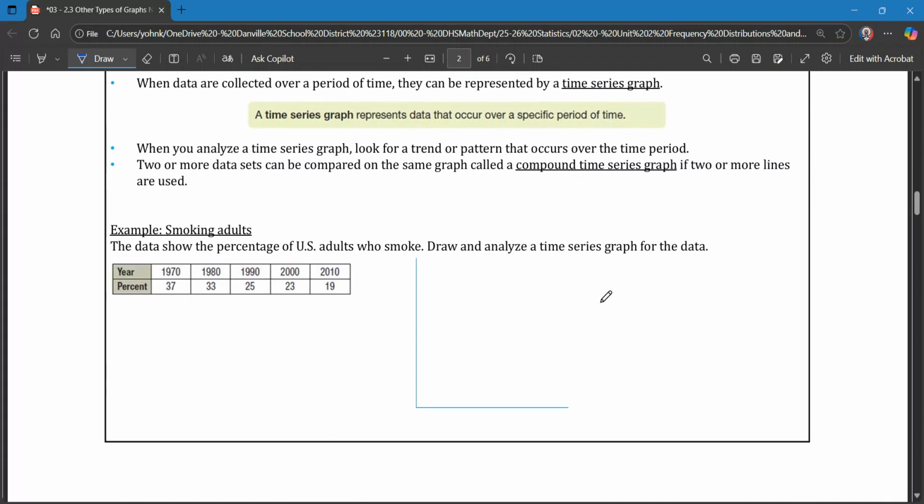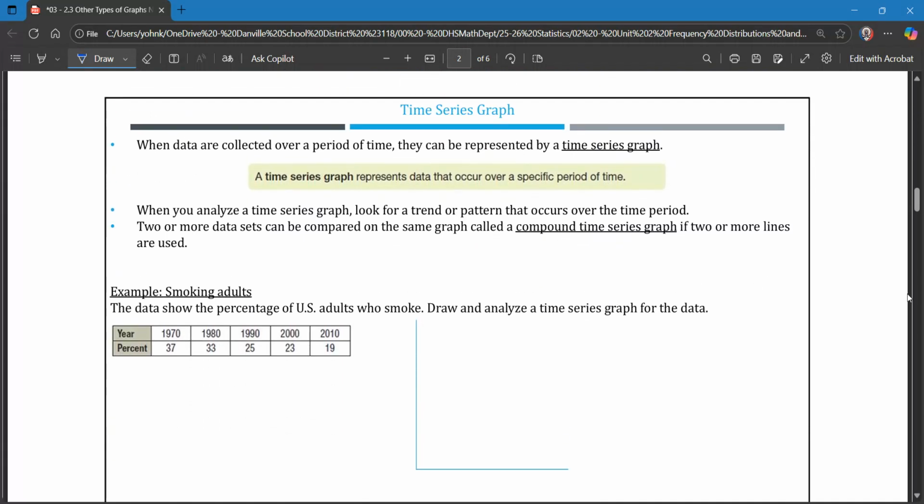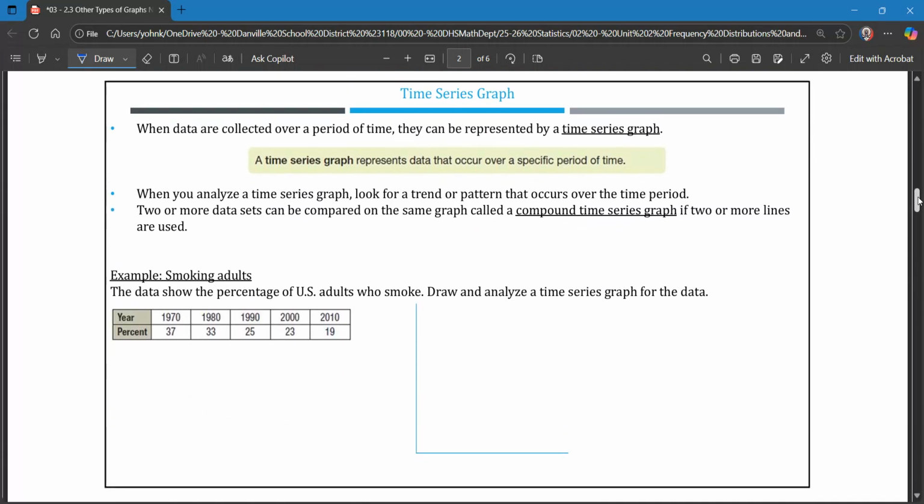All right, third type of graph is called a time series graph. A time series graph is used when data is collected over a period of time. So you're collecting data over some kind of period of time, over the last 20 years, over the last century, over the last week, over the last day, any kind of time.